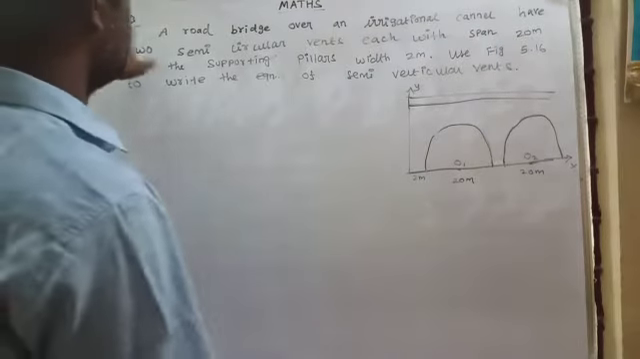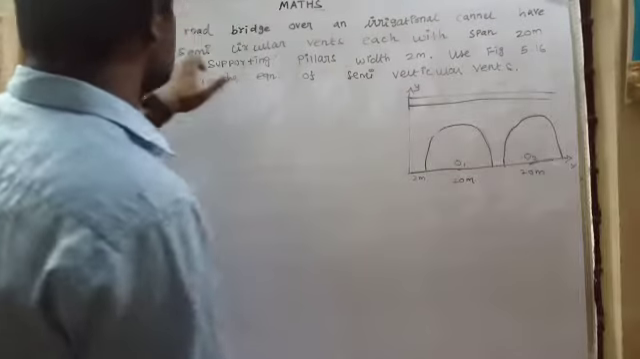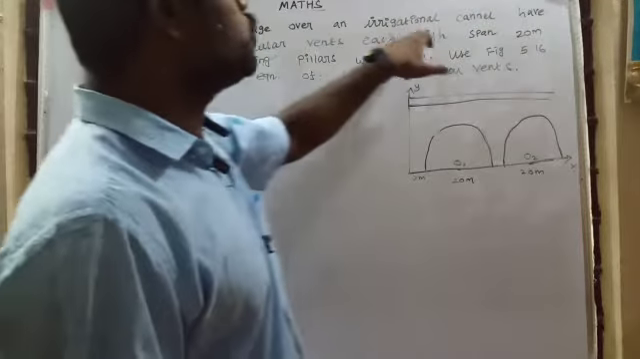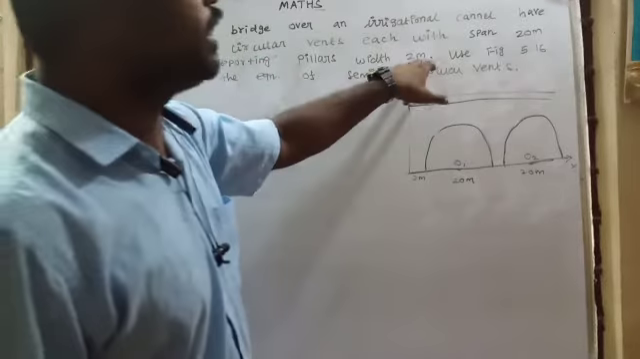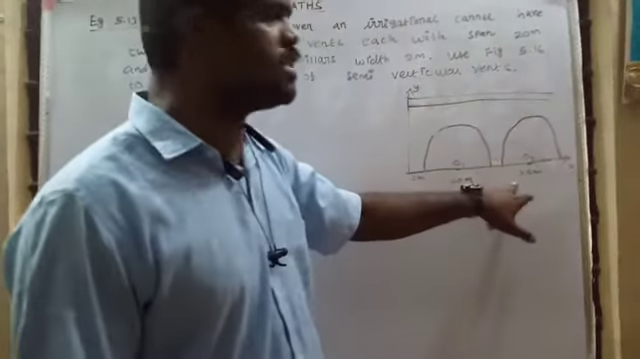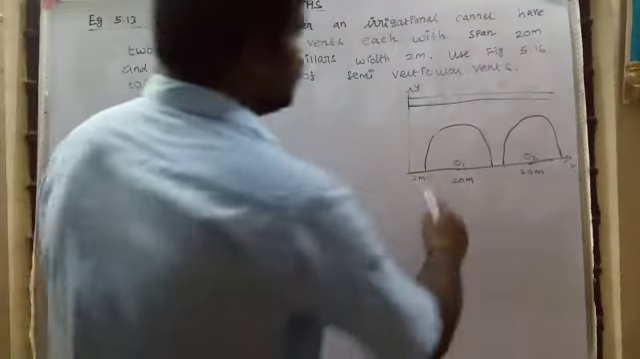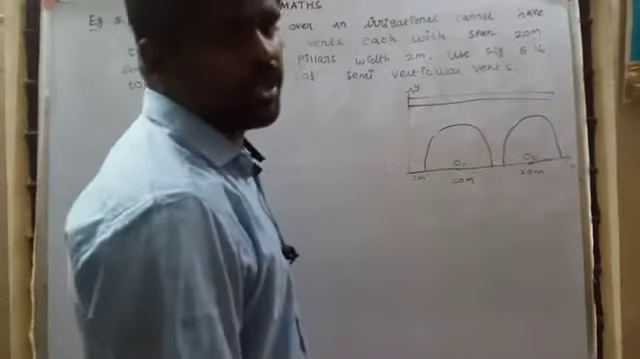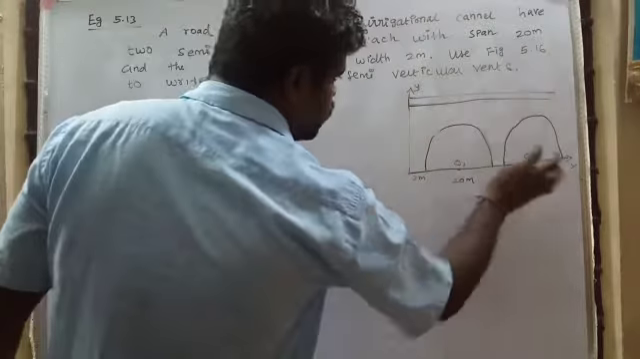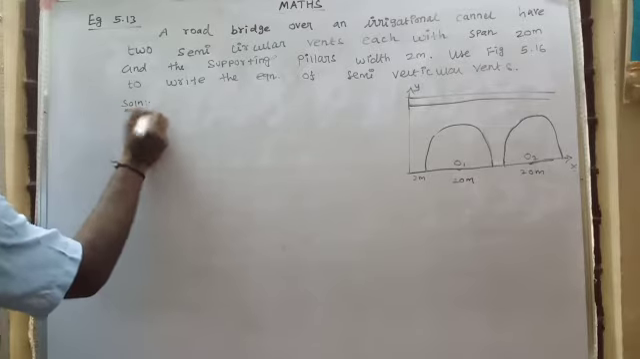Example 5.13. A road bridge over an irrigation canal has two semicircular vents, each with span 20 meters and the supporting pillar width 2 meters. Use figure 5.16 to write the equation of the two semicircular vents. These two are semicircular. The diagram will be given.